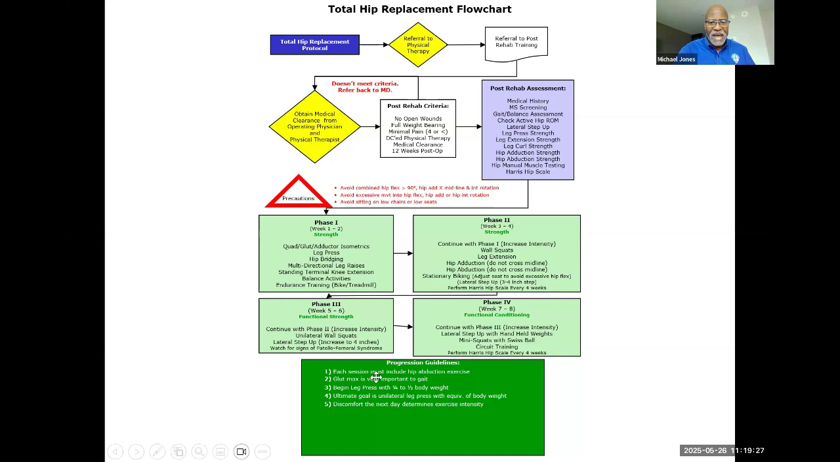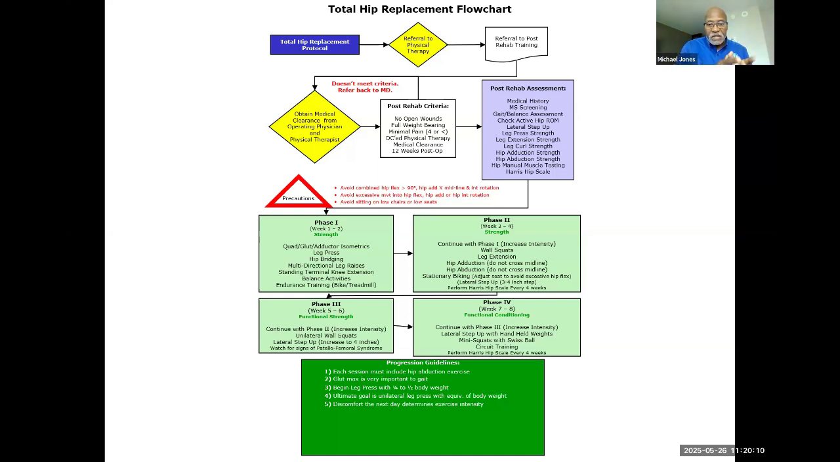Next thing you'll notice, gluteus maximus is very important to gait. Yes, vitally important because it actually helps absorb the force when we go into heel strike, and it controls and helps with stability. Next, begin leg press with 1/4 to half of the client's body weight. Folks, if they're stepping up on a step and they weigh 150 pounds, when they step up on that step, they're lifting 150 pounds. So let's make sure they're able to do at least 1/4 to a half of that, and we should be able to progress them, if all goes well, to being able to do their body weight with the leg press. The ultimate goal is the unilateral leg press with the equivalent of their body weight.